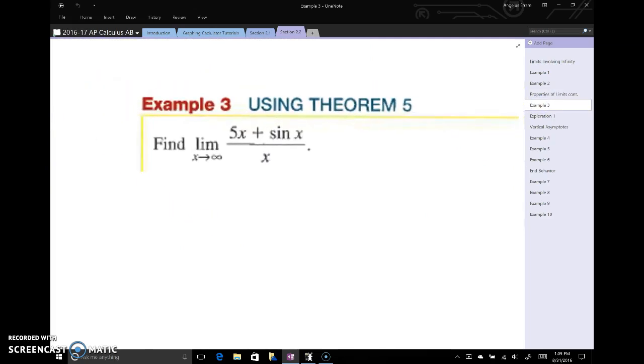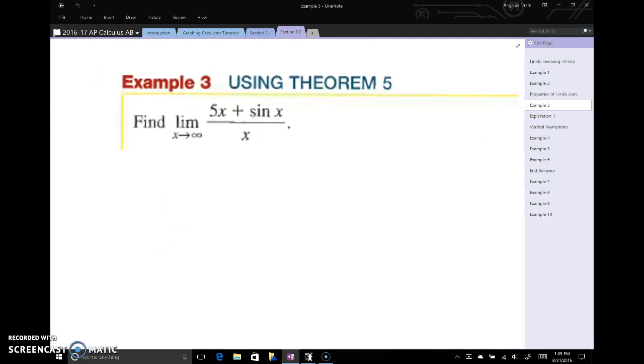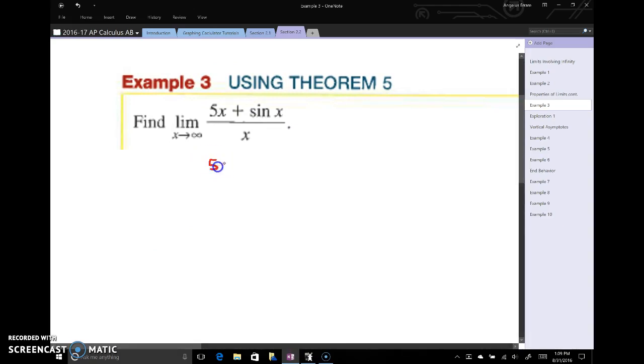Okay, so let's try this one. So here we've got 5x plus sine of x over x, and we're trying to take the limit as x approaches infinity. So this is the quotient rule, or the quotient property for the limits. Now we're not dividing by 0, so that's okay. And we can apply the property, but look at what happens.